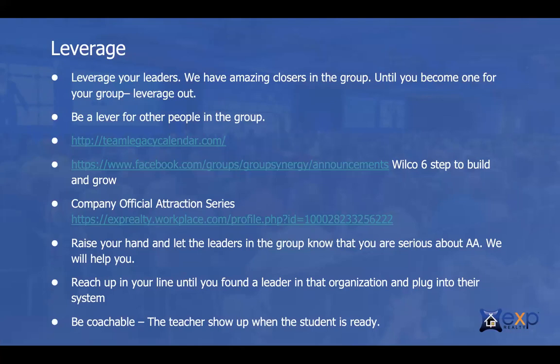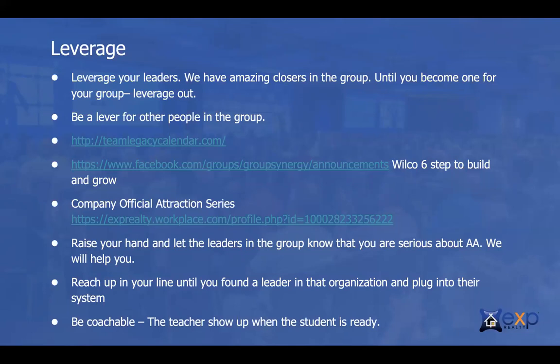Raise your hand and let the leader in the group know that you are serious about AA. We will help you, but I need to know that you are committed. As much as I want to help anybody, as much as all the leaders in the group want to help everybody, we have production to worry about, we have the pipeline to worry about. So we really want to spend the time with the people who really want it. So if you really want to do agent attraction, raise your hand, let us know, we will help you.